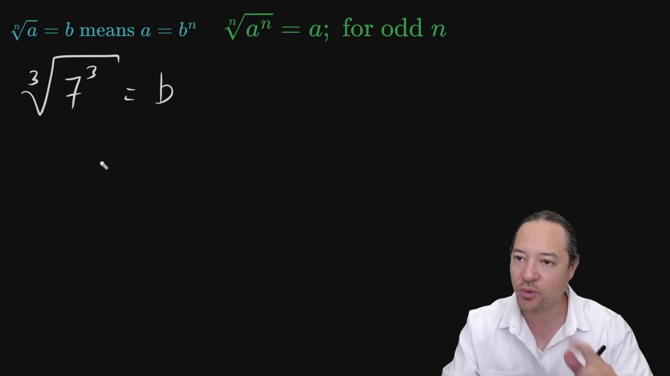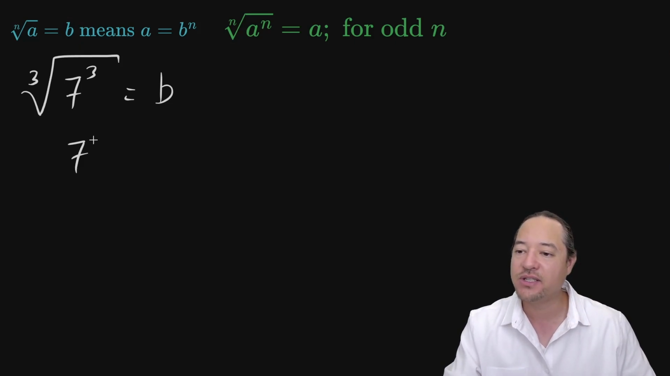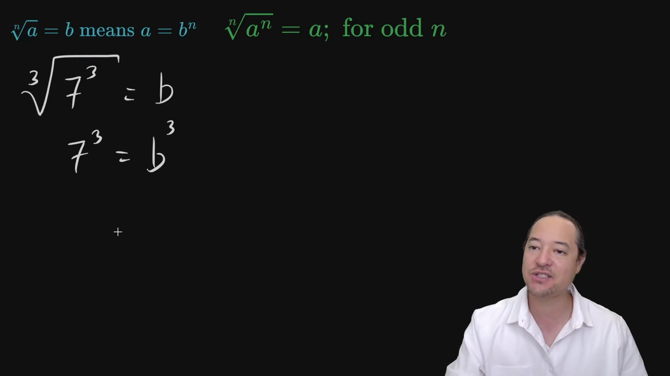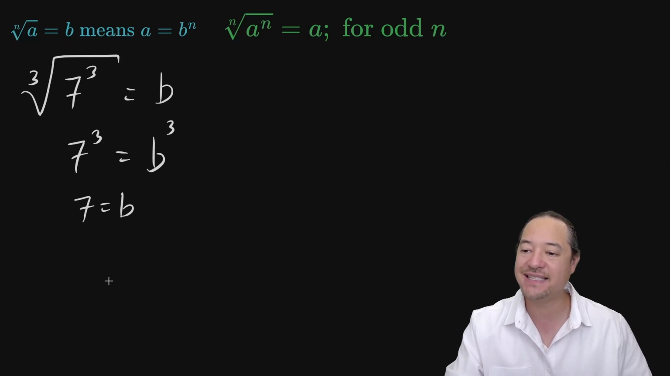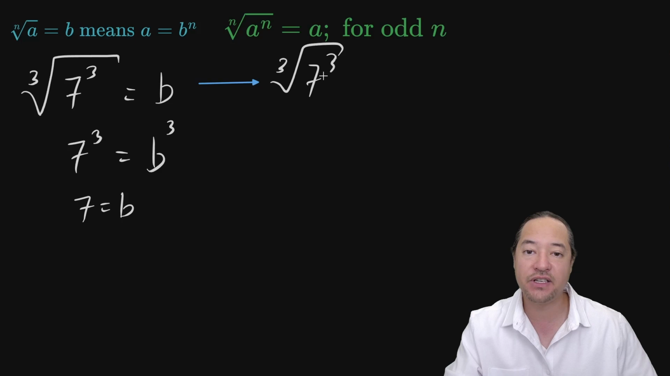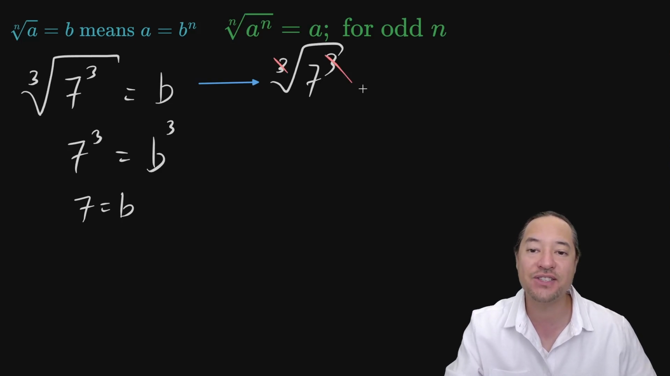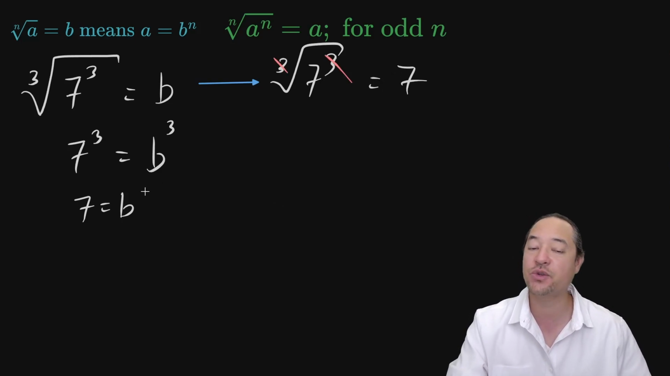So if that's true, that means that 7 cubed, whatever's inside here, must equal b cubed, right? That's just the definition of taking the nth root, the cubed root here. And the only way for this to be true is if b is 7, right? And that's what we're trying to show. We're trying to show that if you do the cubed root of 7 cubed, you can essentially cancel out these cubes and just get a 7. And that's what we get, okay?